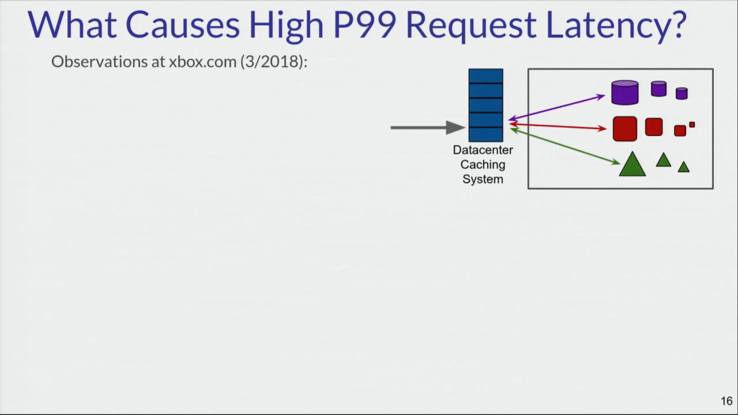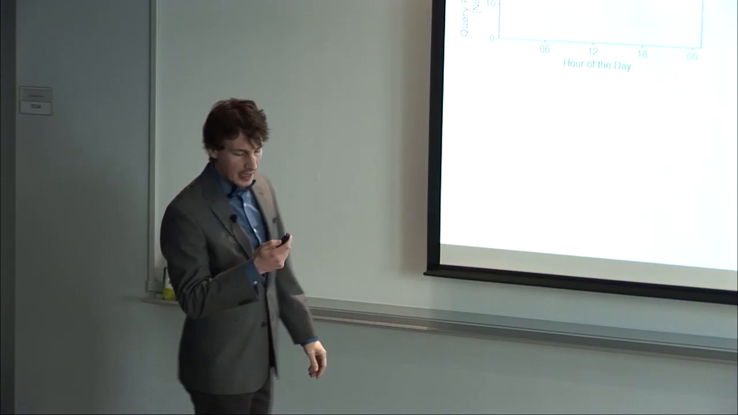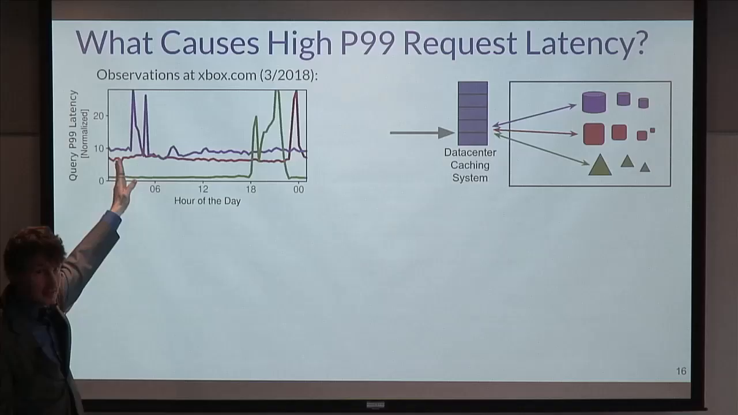So what do I mean by this? We measured the query P99 latency, so these individual colorful lines over there, over the course of a typical day in March last year. And what we observed is that individual systems have these spikes in latency. The purple one in the morning, the green one in the afternoon, and the red one at night. Now, remember, we have to wait for the last of these queries. We have to wait for the max. So whenever an individual one of these spikes, it's really bad for us.